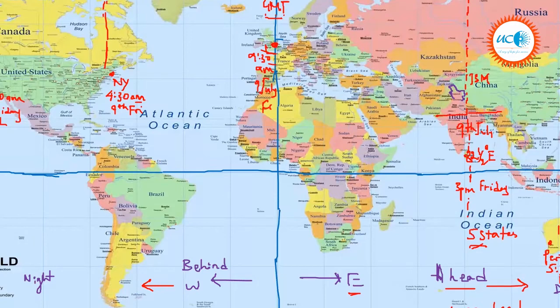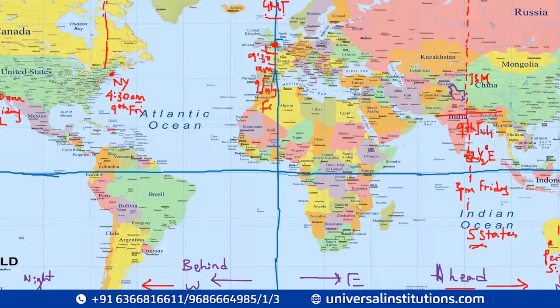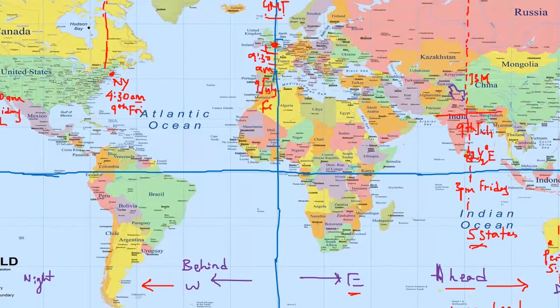One day behind. The American side is one day behind the Asian side. You remember that. You can check it out here. The Asian side is ahead, Friday. The American side is behind. How many of you got it? So that is the reason the 180 degree line is called the international date line. Have you heard of this international date line?